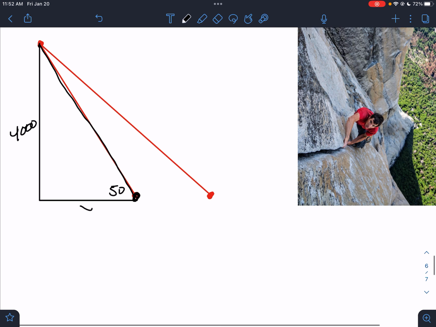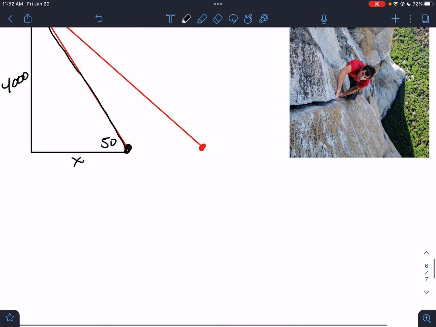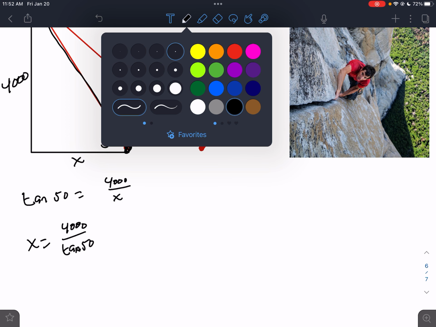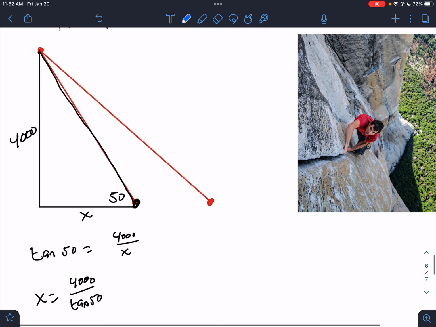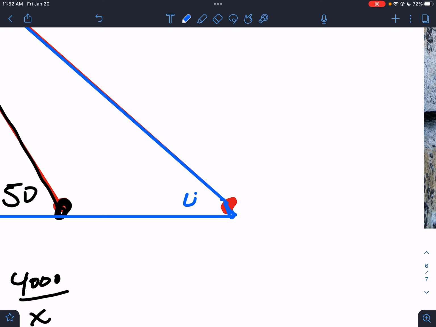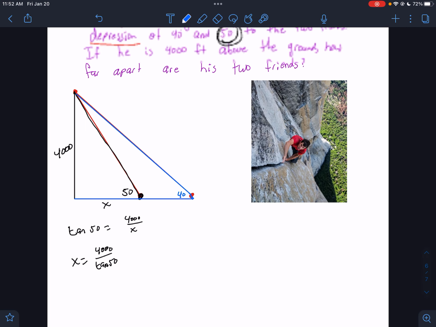So can I get, I'm going to call it x, that horizontal distance? Yes. The tangent of 50 would equal opposite over adjacent. So that is 4,000 over the tangent of 50. That is how far horizontally friend 1 is. Friend 2 is farther out. And that triangle, I'm going to draw, his angle of depression to him was 40 degrees. So his angle of elevation would be 40 degrees.